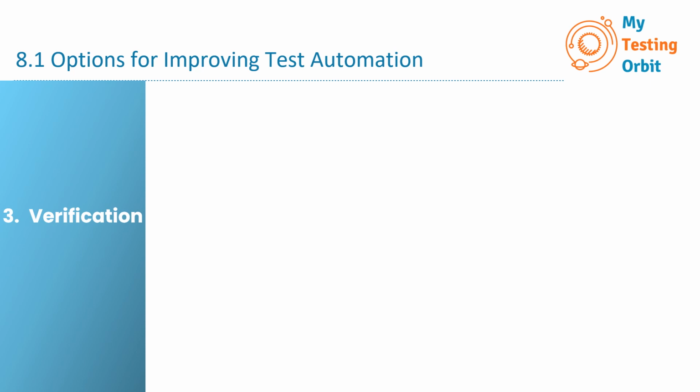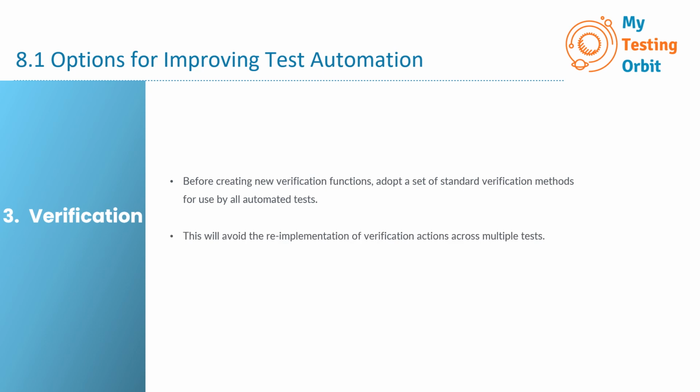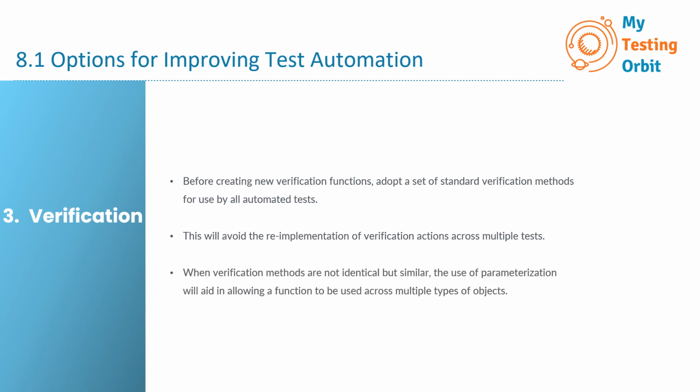Number 3 is verification. Before creating new verification functions, adopt a set of standard verification methods for use by all automated tests. This will avoid the re-implementation of verification actions across multiple tests. When verification methods are not identical but similar, the use of parameterization will aid in allowing a function to be used across multiple types of objects.